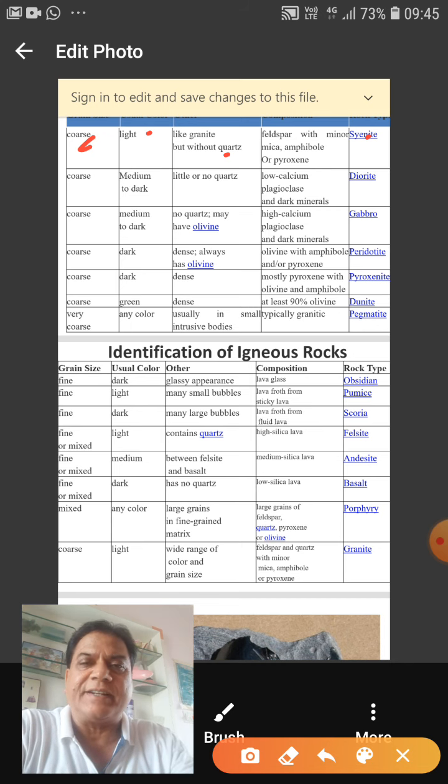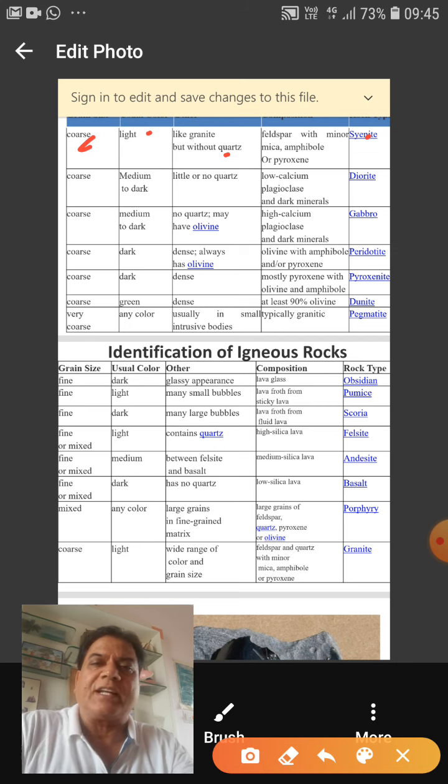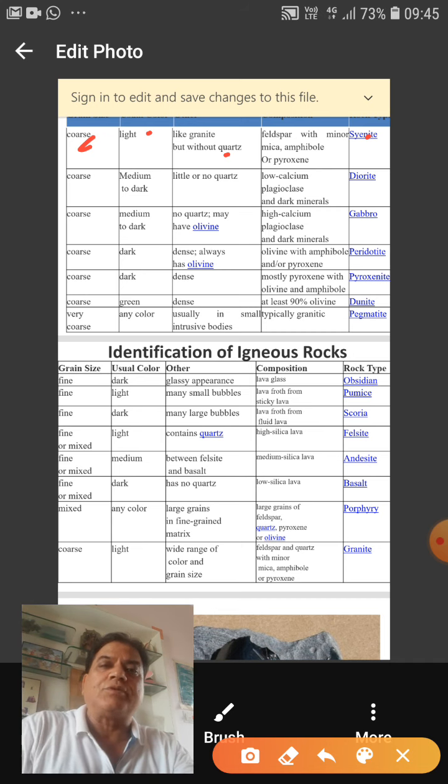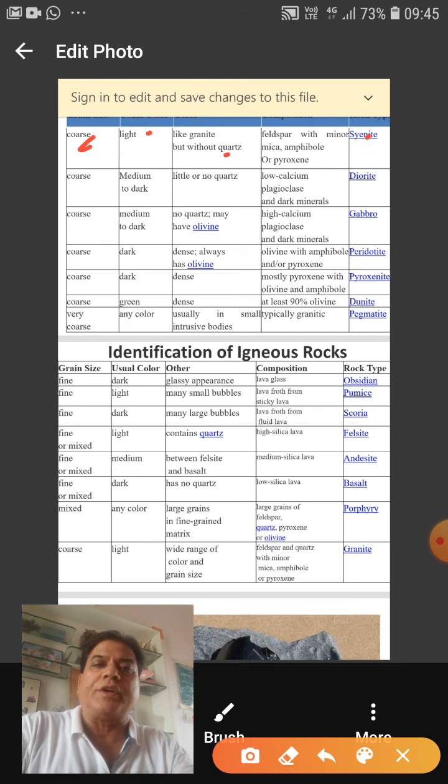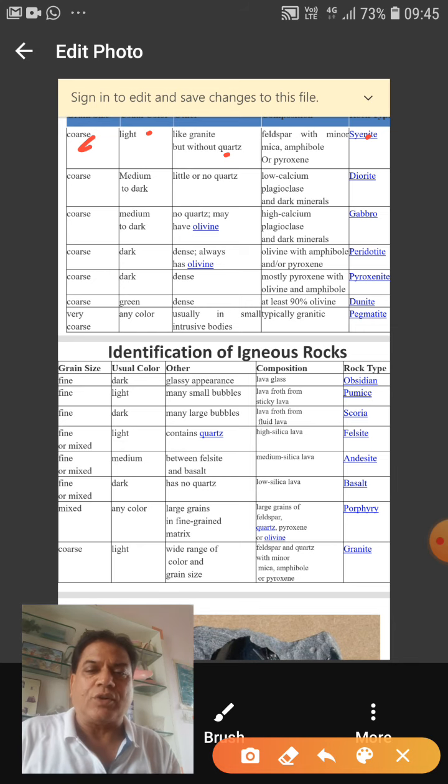If it is light colored, then think of the rocks which are light colored. If it is coarse grained, think of the rocks which are plutonic or light colored plutonic rocks. Then the mineral composition: if the felsic minerals are dominant, try to remember the names of the rocks which are light colored plutonic, and then ultimately you try to give a name to that rock. This is the logical style of describing an igneous rock.